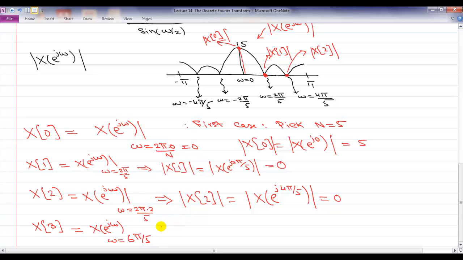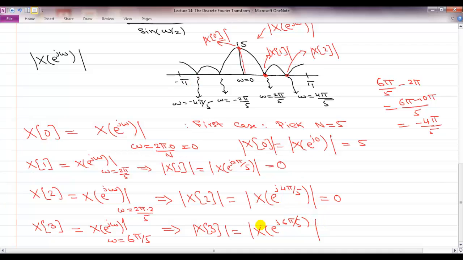So what do I do with that? I have the absolute value of X of 3, which is equal to X of e to the j 6 pi by 5. But when I look at this plot, I don't have 6 pi by 5 in this plot, because 6 pi by 5 is bigger than pi. So what do I have to do now?